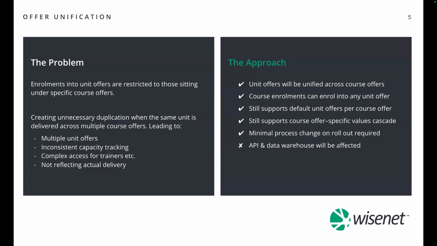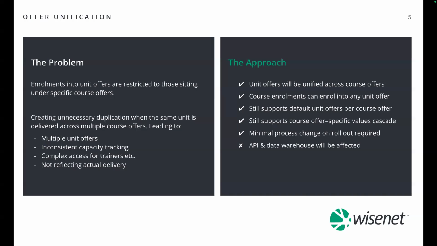breaking changes to the API and the data warehouse. So data warehouse, on your unit offer table, you'll no longer have a relationship back to course offer. This will be resolved by having the new course offer unit offer table be available in the data warehouse. And similar to what you had to do for your course unit relationship connecting, you'll have to do a similar approach for the offers.